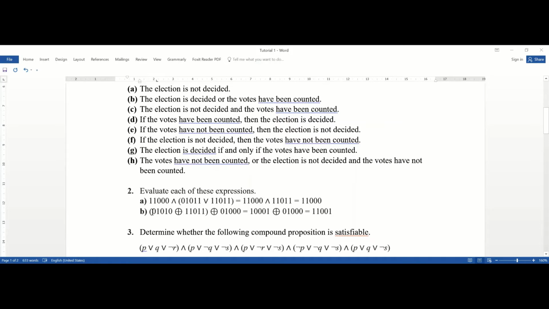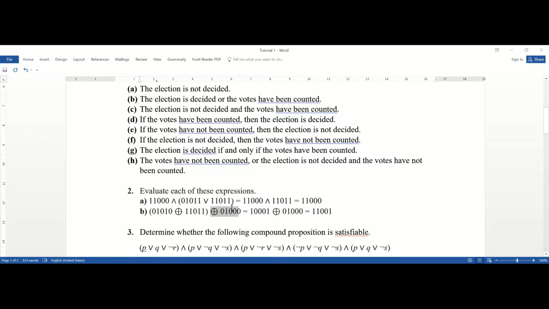Again, let's just finalize. 0 XOR 1, that's 1. 1 XOR 1 is 0. 0 XOR 0 is 0. 1 XOR 1 is 0. 0 XOR 1 is 1. So 1, 0, 0, 0, 1.